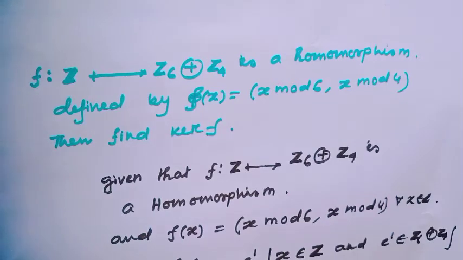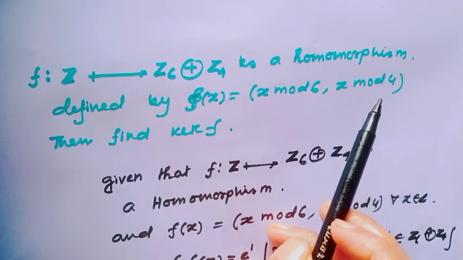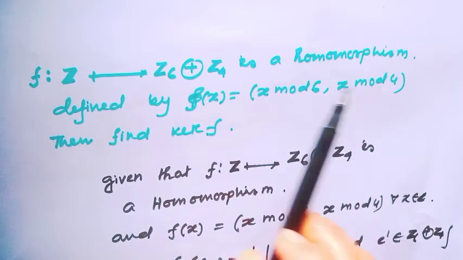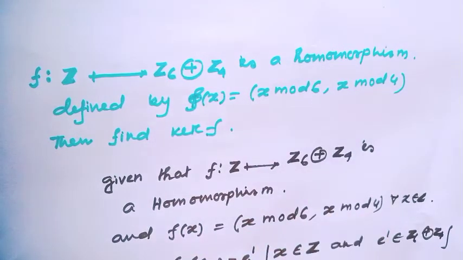Let f be a mapping from Z to Z6 direct product Z4 by f of x equals x mod 6 comma x mod 4. And I have shown before that this is an example of a homomorphism. So this mapping is always a homomorphism. If you haven't seen my previous video on homomorphism, at first I recommend you please see it. In that video, I discussed this type of homomorphism.